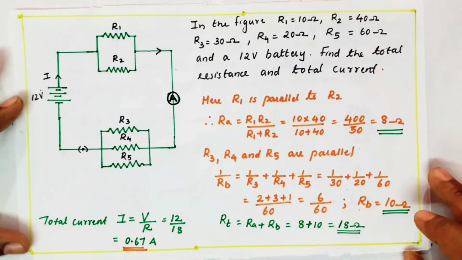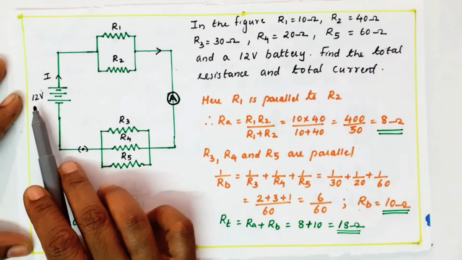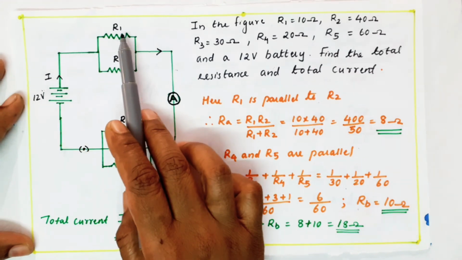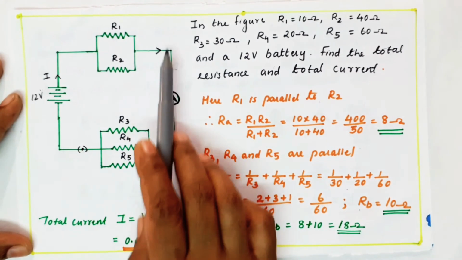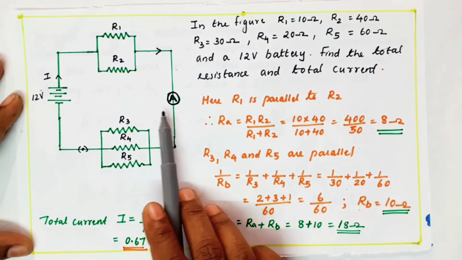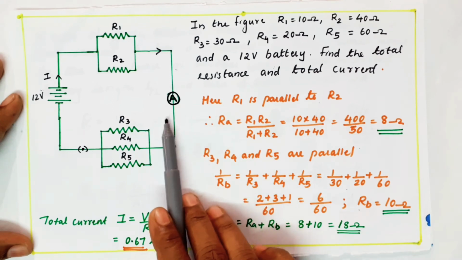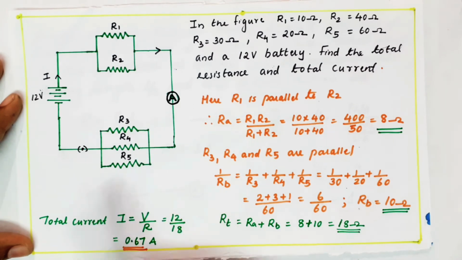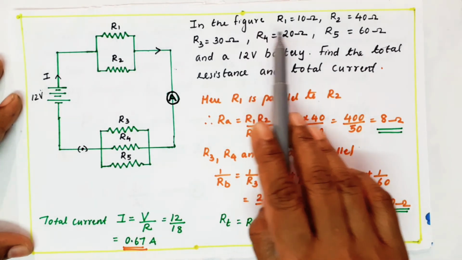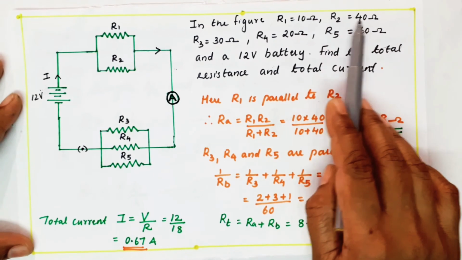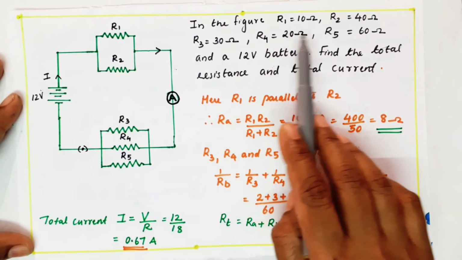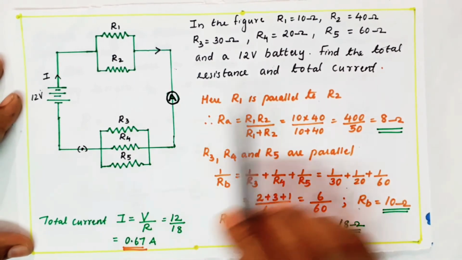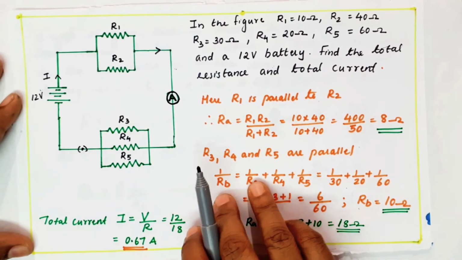This is a circuit. In this circuit, I am giving a 12 volt voltage. And from here the current flows through R1, R2, two resistors here. There is an ammeter. I already told you the ammeter connects in series in a circuit. And there are three more resistors, R3, R4, R5. Question is, in the figure R1 is 10 ohm, R2 is 40 ohm, R3 is 30 ohm, R4 is 20 ohm, R5 is 60 ohm, and a 12 volt battery. Find the total resistance and total current.